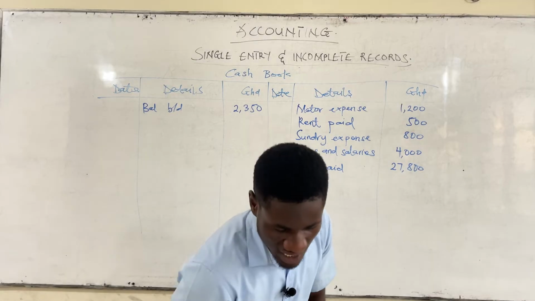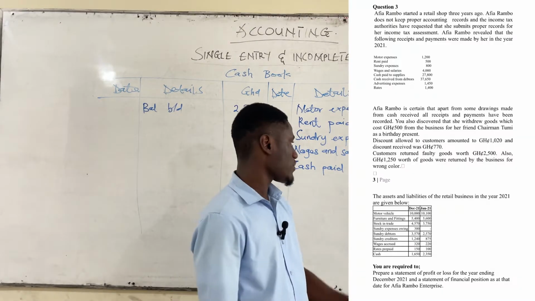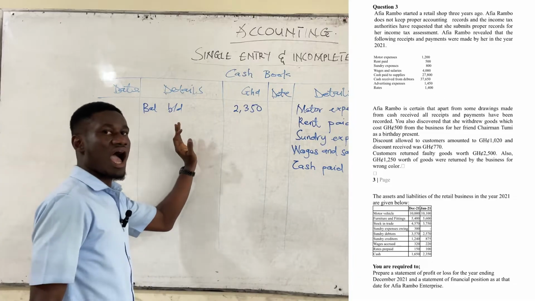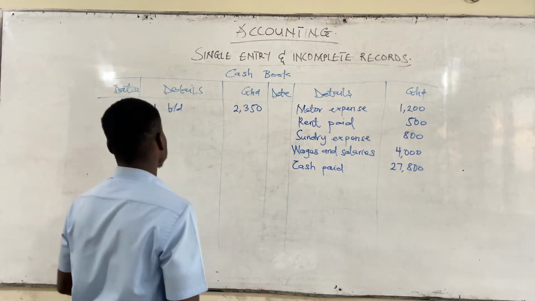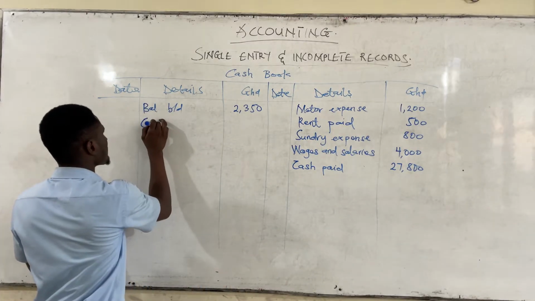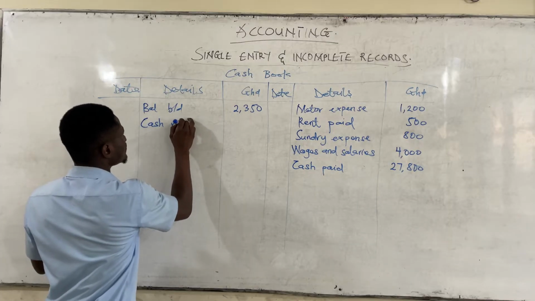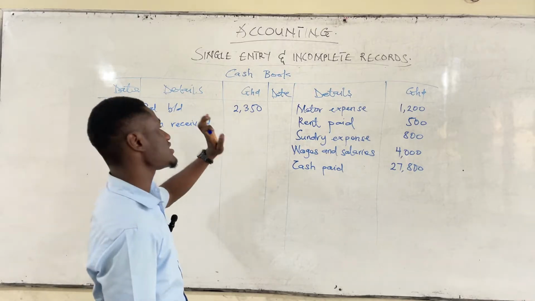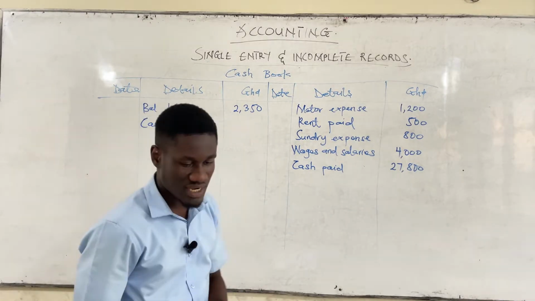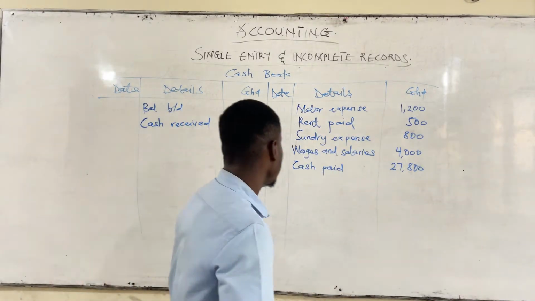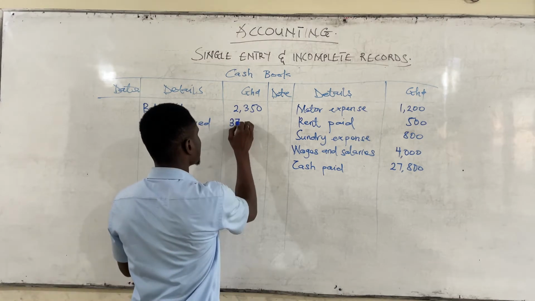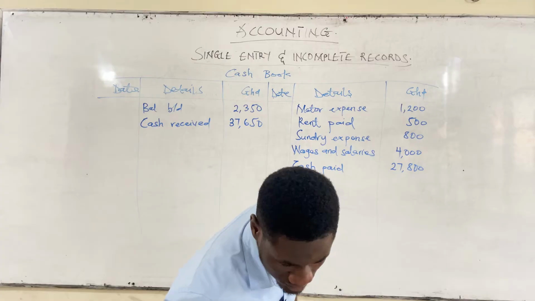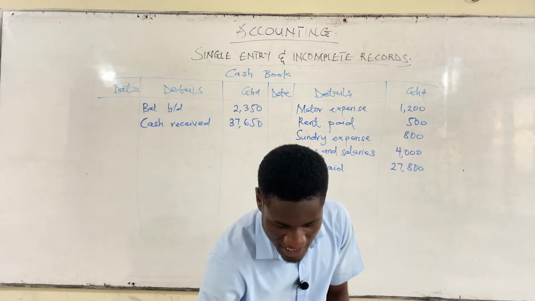Good. Then we have cash received from debtors. Okay, so we are receiving cash. It's going to increase our cash in hand. So cash received from debtors. So any item that is going to increase our cash balances will be recorded here. And the amount for cash received is 37,650.